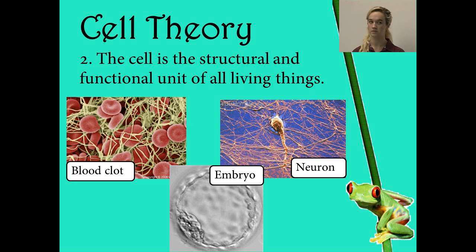So all humans, and actually all living things, are made up of cells, both when they start out and then when they're fully grown, all of the pieces are cells.